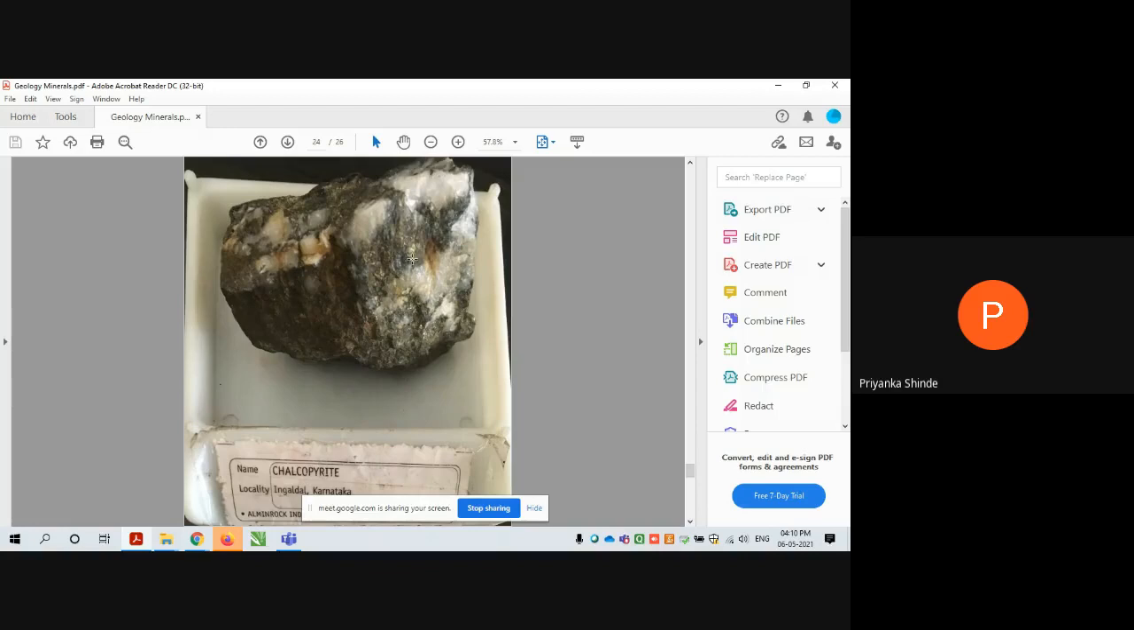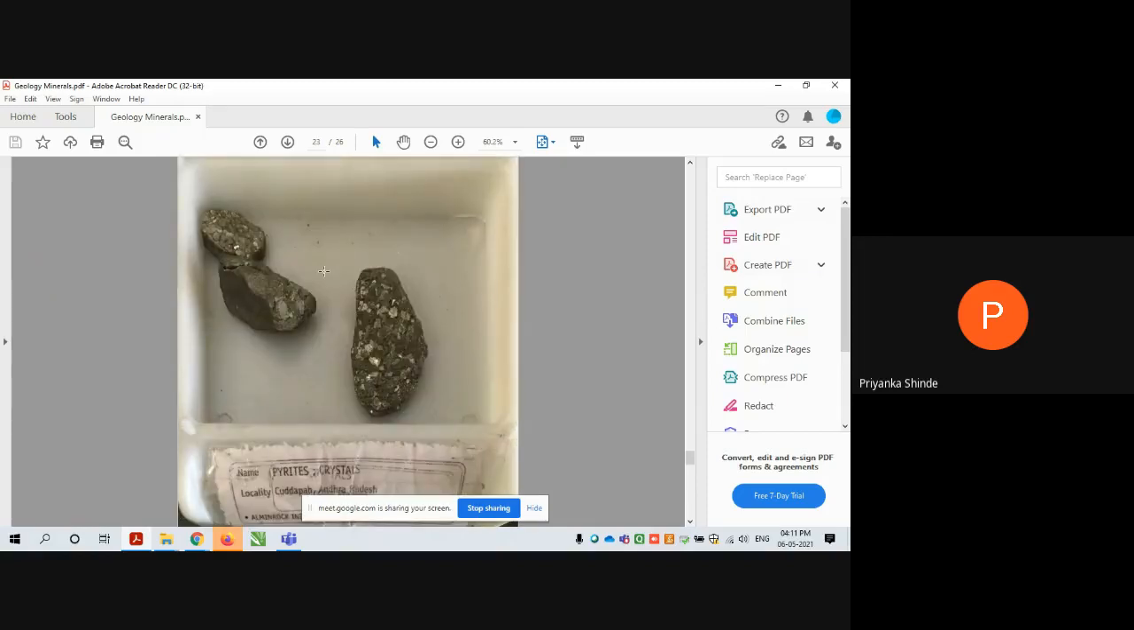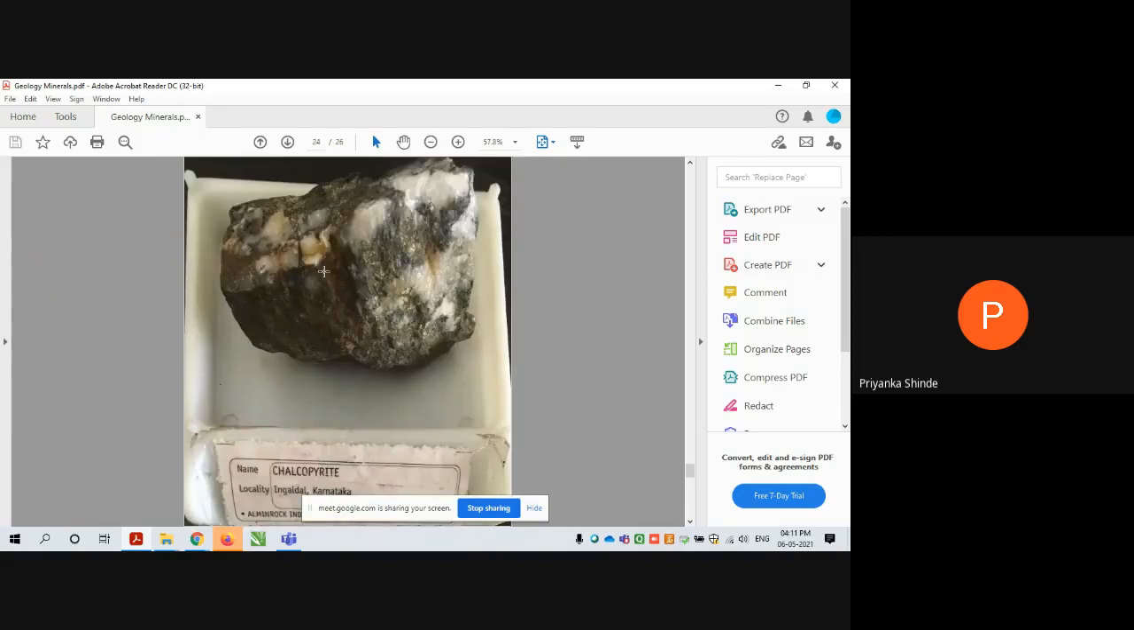Then next is chalcopyrite, which is a copper ore. Okay, it is a copper ore whose color is brass yellow. Yellow is golden in color. But if you check the streak, again it will give a black streak. Okay, then its composition is CuFeS2. So if you see this pyrite and chalcopyrite, they occur together. They are associated minerals.